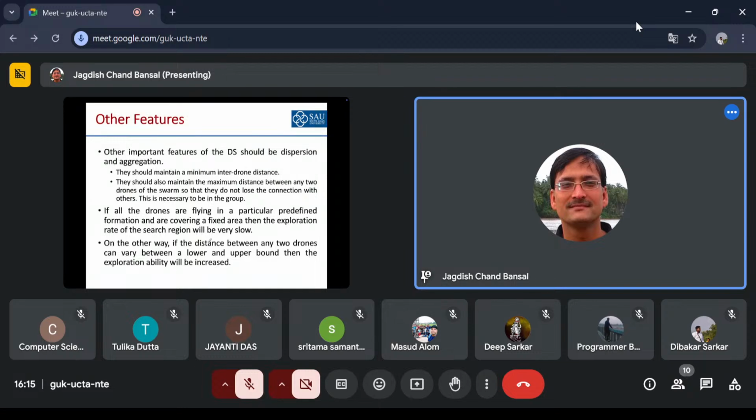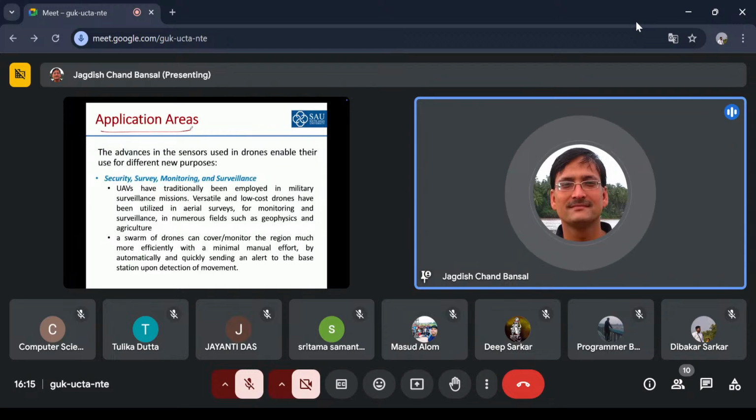There are all these challenges I have already discussed. Now these are the application areas of the drone swarm. The very first area is security, survey, monitoring, and surveillance. This is the most famous, most important one: survey. I hope now everybody is aware that government of India agencies, whether state agencies or central government agencies, use it for survey purposes.